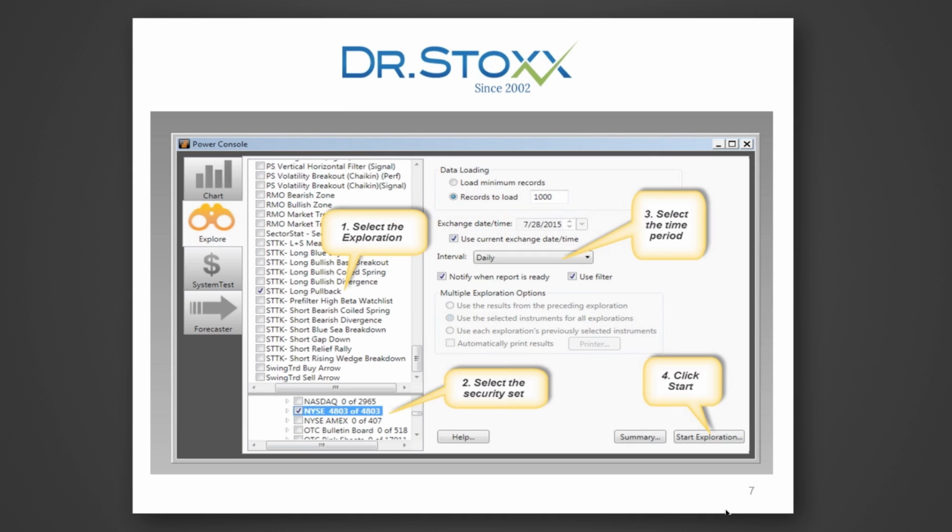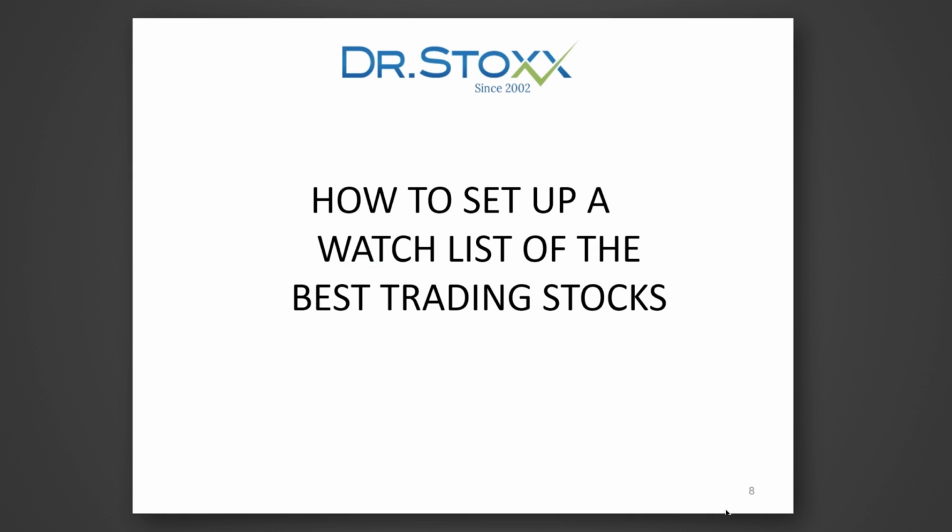And then fourthly, you would simply click the Start Exploration to come up with a list of stocks, ETFs, whatever it is you're trading that satisfy that particular exploration. So that's a brief intro to about half of what you're going to get with the Trend Trading Toolkit. I'll introduce you to the other half in just a moment.